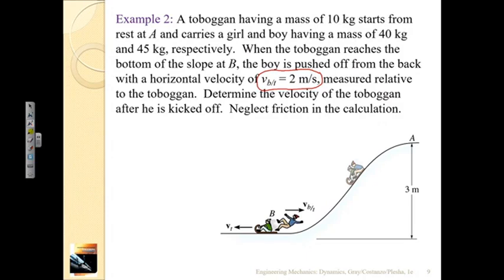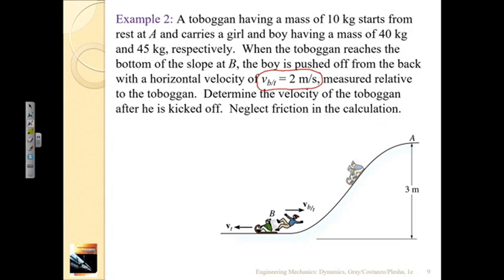At state 1, we're all going together. We're one happy family still. So I got the mass of the toboggan, the mass of the girl, the mass of the boy. We could have done those separately. And they're all going at V1 in the i direction. V1 happens to be minus 7.67.